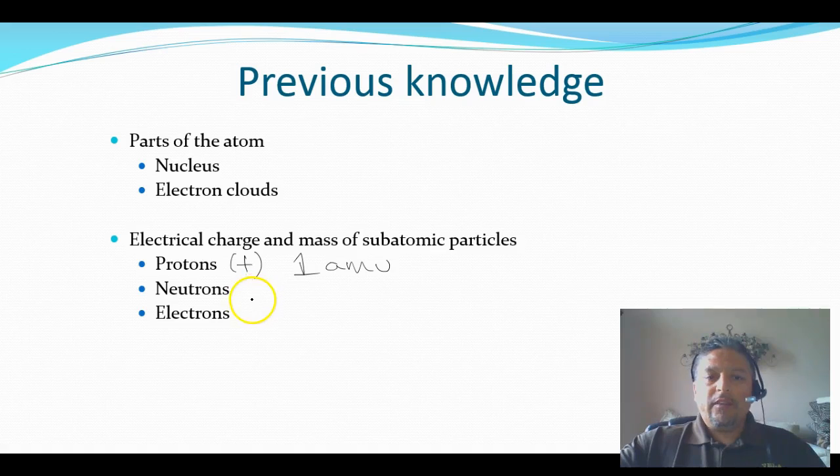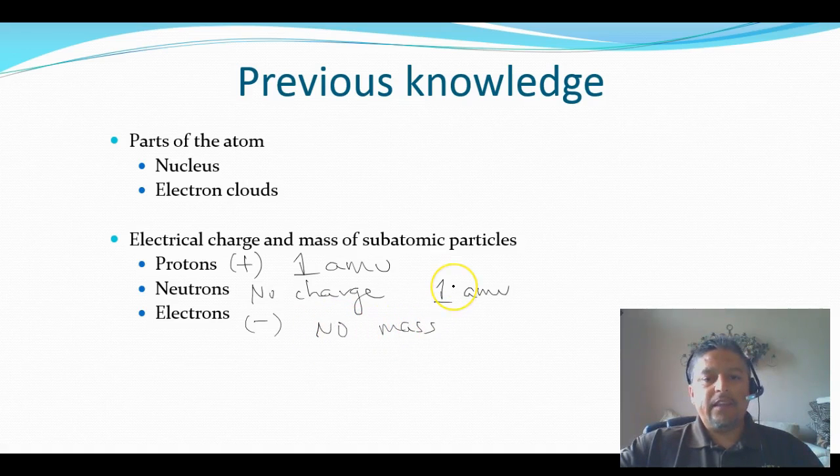The neutrons don't have any charge. That's why they're called neutral, or neutrons. But they also have 1 AMU, or 1 atomic mass unit. The electrons have a negative charge, and they're so small that we consider them not to have any mass, or at least they don't count for mass.